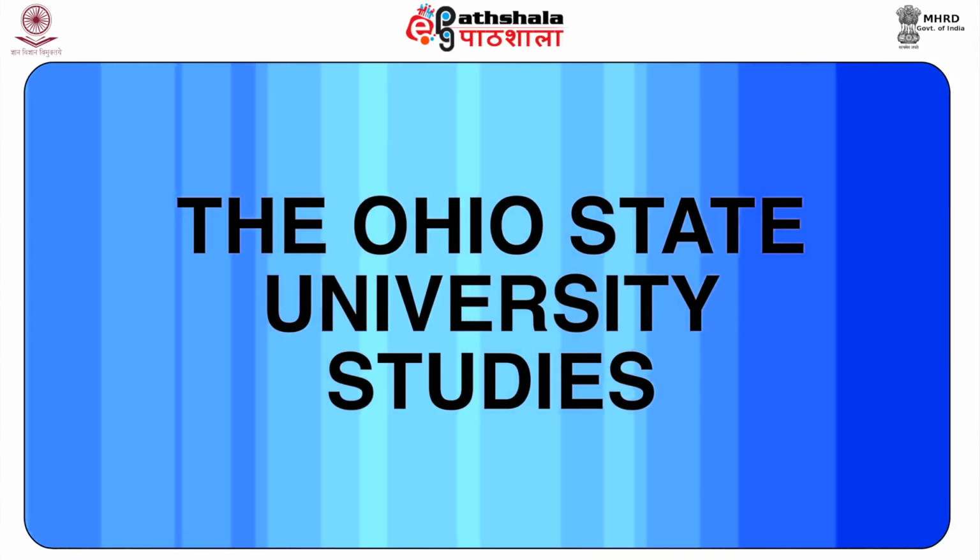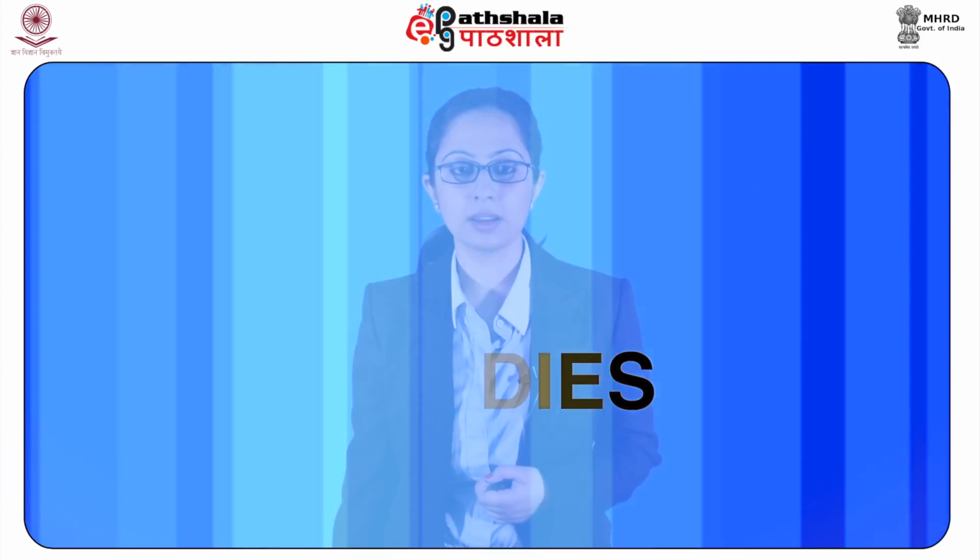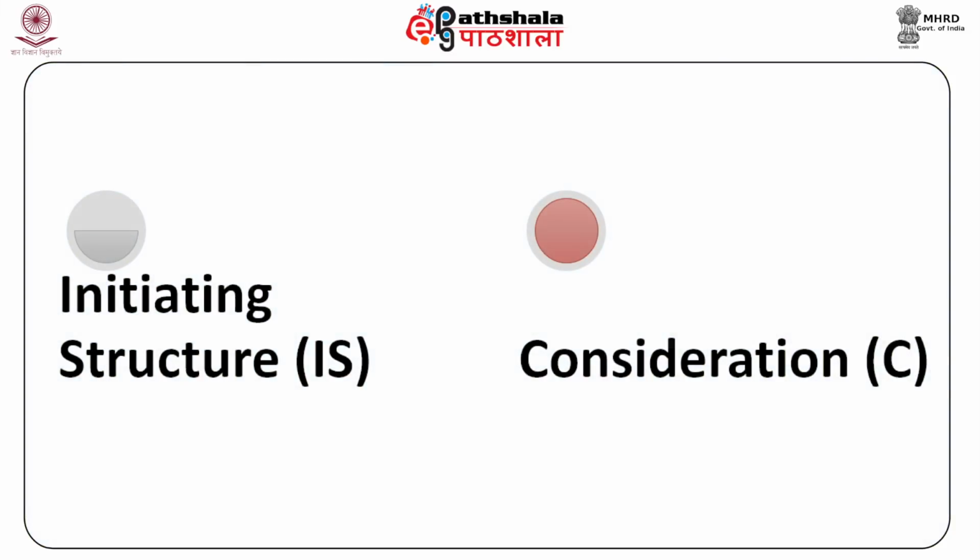The second is the Ohio State University studies. The Ohio State University researchers identified two leadership behavioral styles. They were the following: initiating structure (IS) and consideration (C). Initiating structure means the extent to which the leader defines the various activities to be undertaken by the subordinates in order to accomplish the organizational goals.